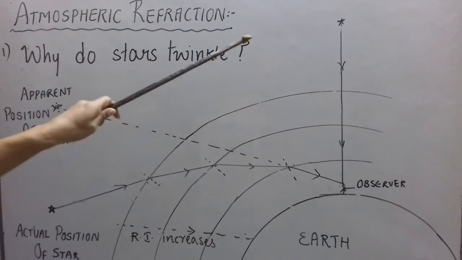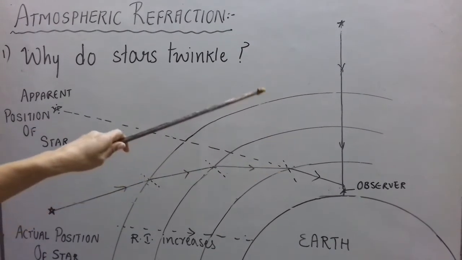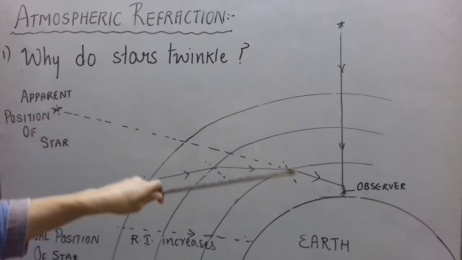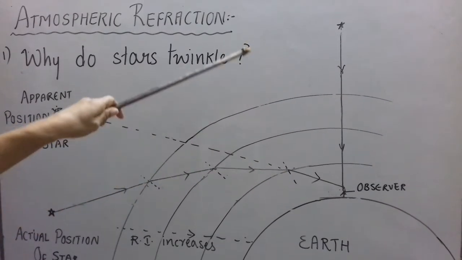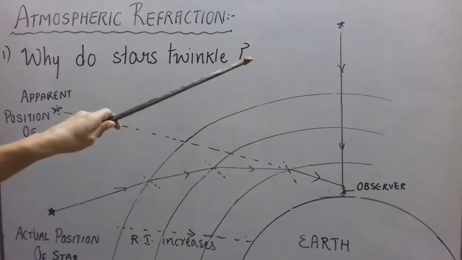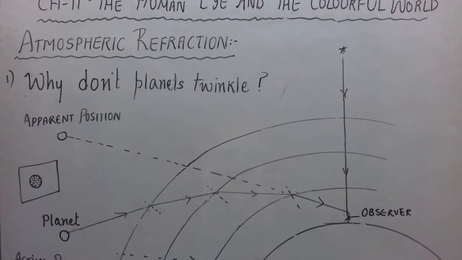Why? Because in this case the light is entering normally. It is a case of normal incidence. I is equal to 0 because this is the normal at all the points. This line is a normal. So there is no bending taking place. So actual and apparent position of the star will be same there. I hope it's clear.